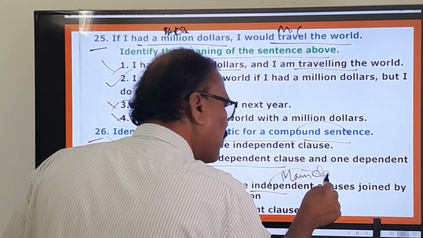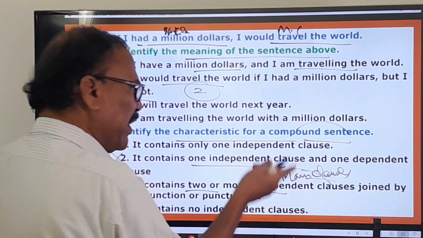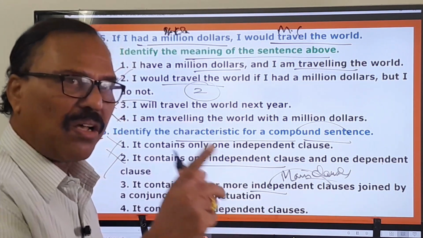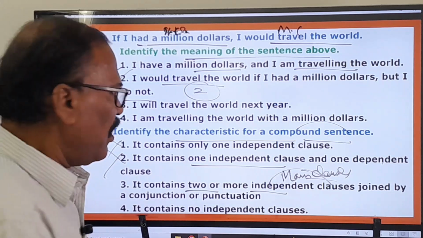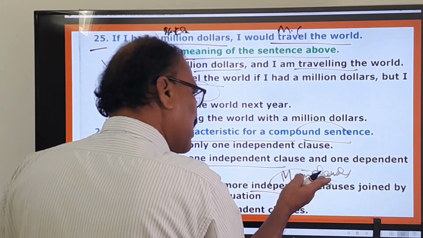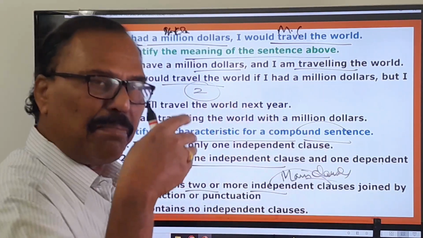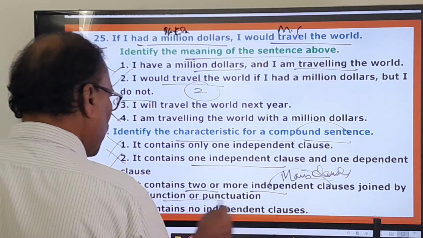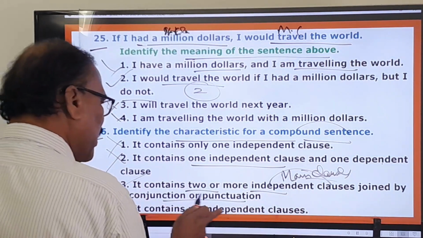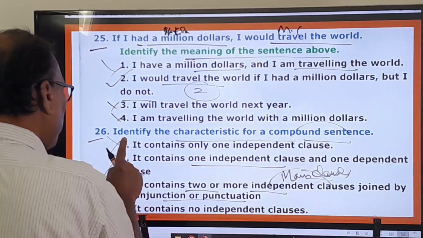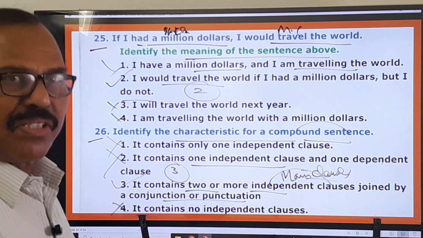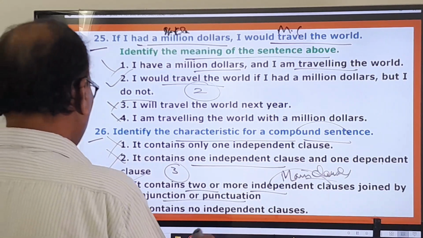Independent clauses are main clauses. You can also call independent clauses, main clauses, principal clauses, all these are one and the same. Don't get confused. ఇలా అంటే ఇది కాదనుకున్నారు. మెయిన్ క్లాజ్ అన్నా, ఇండిపెండెంట్ క్లాజ్ అన్నా, మరి ప్రిన్సిపల్ క్లాజ్ అన్నా అన్నీ ఒకటే. So joined by a conjunction or function. This is only the right one. It contains no independent clauses. No. So here first one, second one, fourth one are wrong. Only the third one is the right answer. Now we move on to the next question.